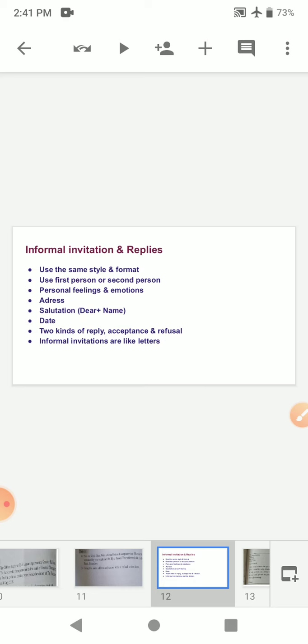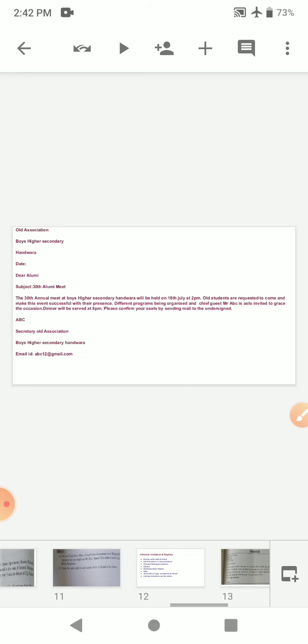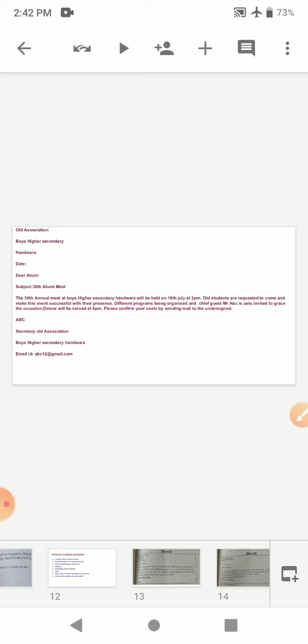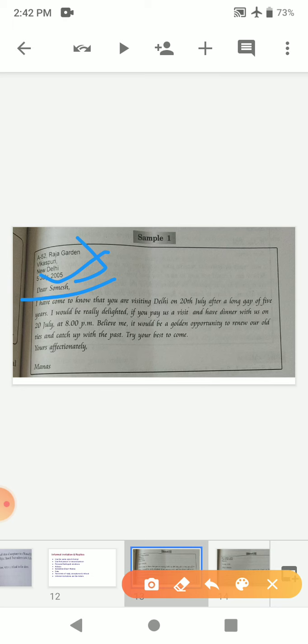And in informal situations, you are very free to express your feelings and emotions. In informal invitations as well as replies, you mention the address, the salutation, and the date. There are also two kinds of reply: acceptance and refusal. So informal invitations are like this, we have this letter format. You write like these two samples. Address is written here, date is written here, salutation is here.